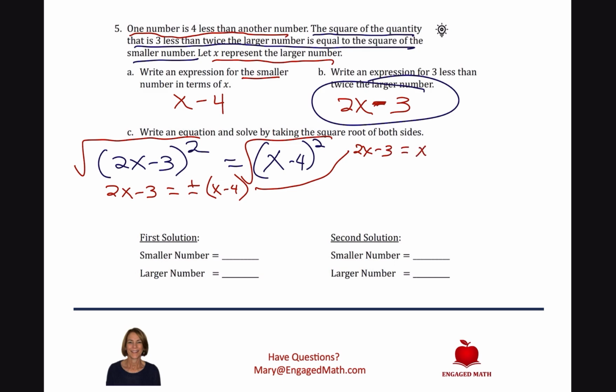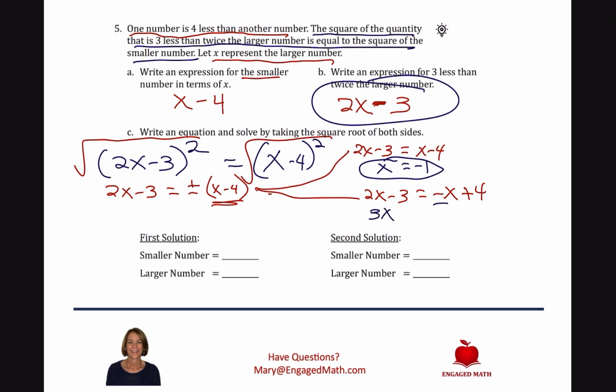So I'm going to start with 2x minus 3 equals x minus 4. Then we're going to get another equation, which is going to be 2x minus 3 equals negative x plus 4, because it'll be the negative version of this parentheses. When we solve the top equation, I'm not going to show all the steps, but I'm going to add the 3 to the negative 4. So it's going to give me a negative 1 on the left, and then I'm going to subtract x from both sides. So one of our answers is x equals negative 1.